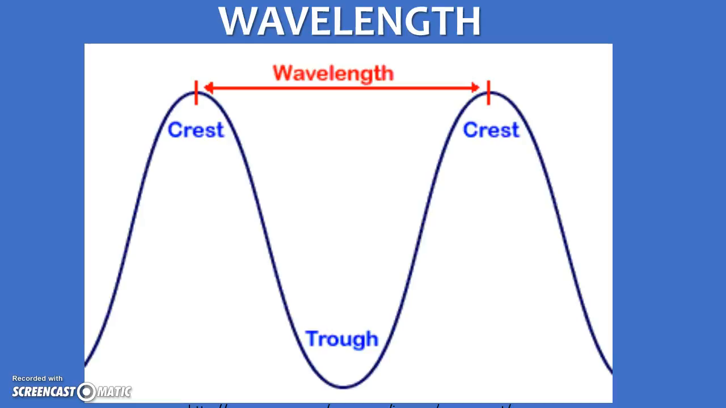So this is how you measure wavelength. The top of the peak is called the crest, and the bottom is called the trough. And how you measure it is either from the top of one crest to the next, or from the bottom of the trough to the next. The closer that they are together, the higher the frequency. The farther apart, the lower the frequency.